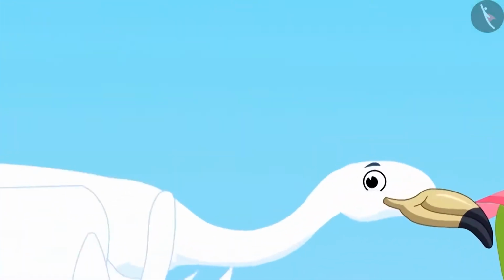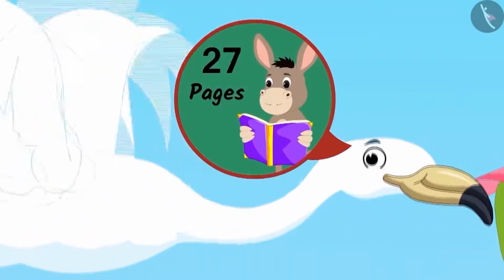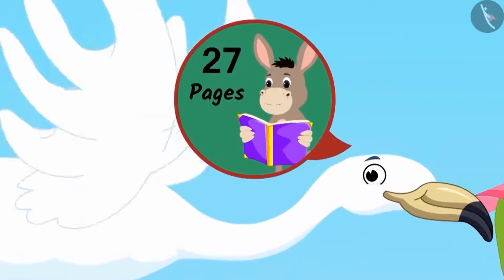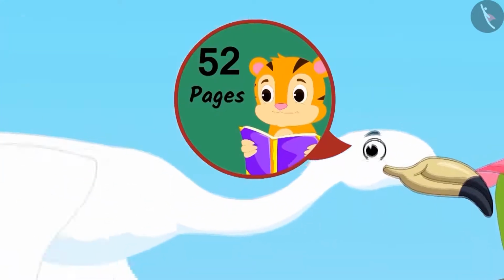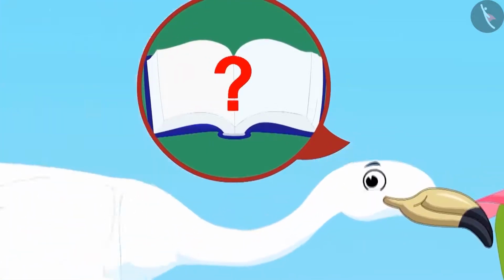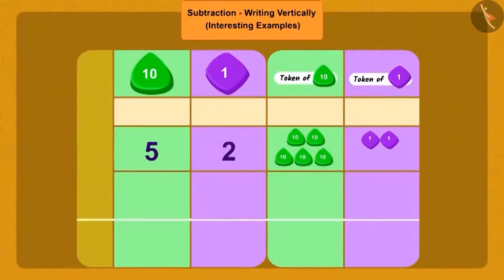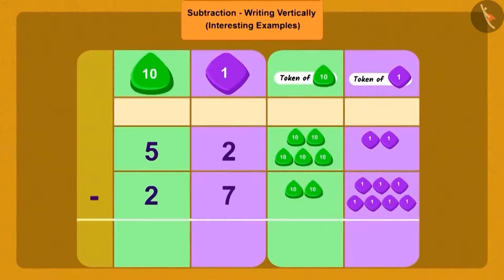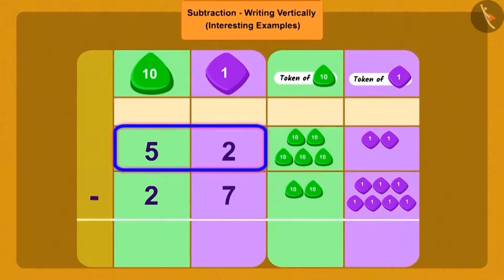Now it was the turn of the second bird. This was the second puzzle. If Bhola read 27 pages of a book and Sher Khan read 52 pages of the same book, then can you tell me who read more pages and by how many? Children, can you tell me who read more pages? Yes, Sher Khan read more pages than Bhola. Now, how will we find out how many more pages Sher Khan read? Subtract 27 out of 52.